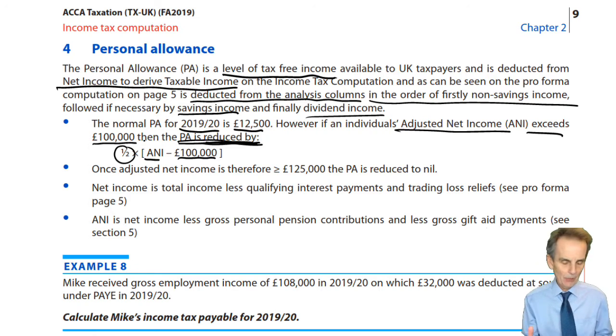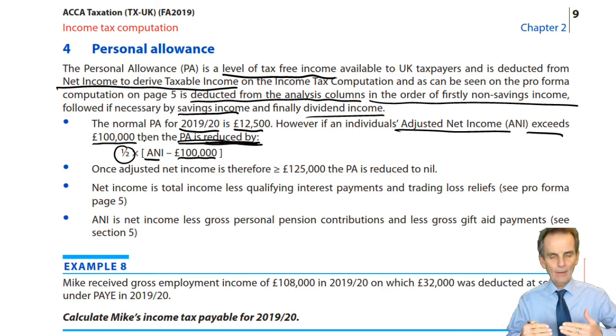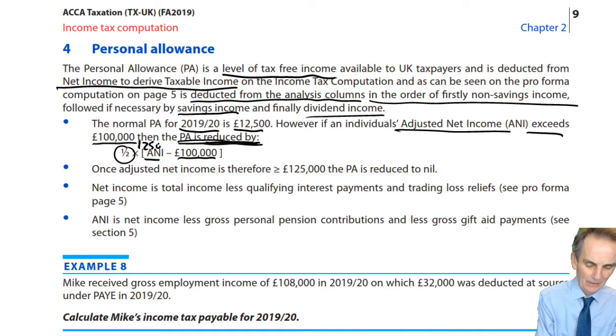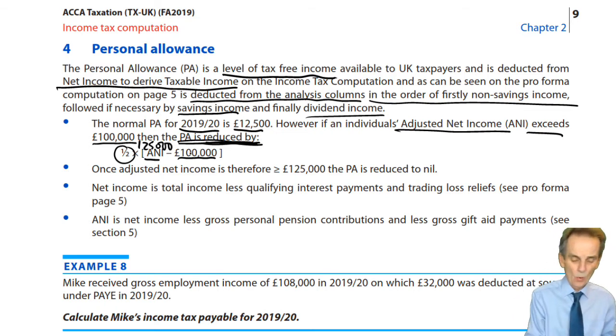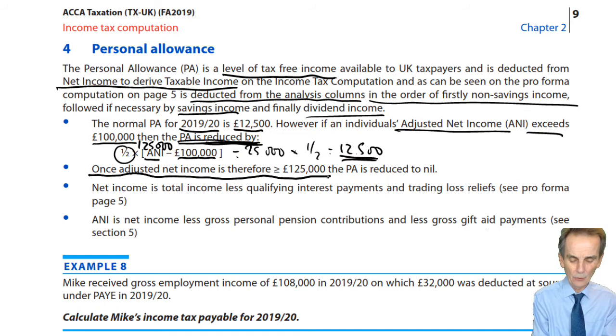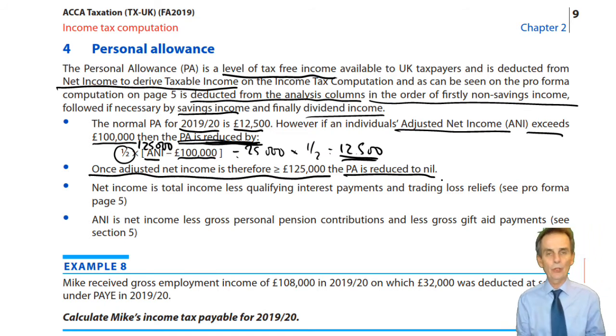What that means, and sometimes the way that it is explained, is that once you go above £100,000 of adjusted net income, for every £2 of additional income, you lose £1 of your personal allowance. As £2 of income comes in, £1 of personal allowance goes down. Now, if in this calculation you were to have an adjusted net income of £125,000, 125 minus 100 would be 25,000 times a half, or 50% if you prefer. Well, there you go. There's your £12,500, the figure of personal allowance. Hence the point: once adjusted net income is at least 125,000, the personal allowance will be reduced to nil.